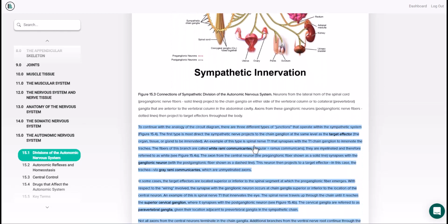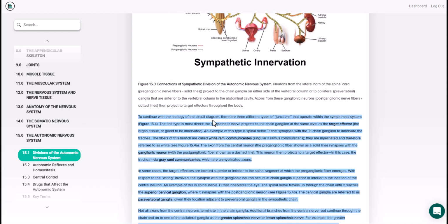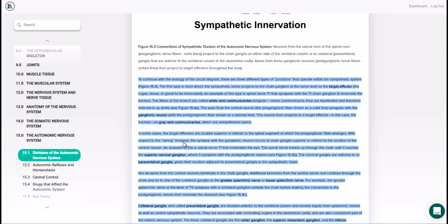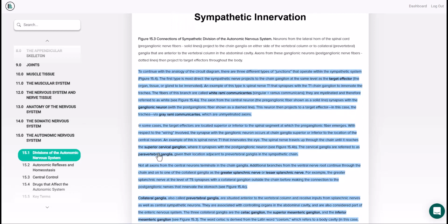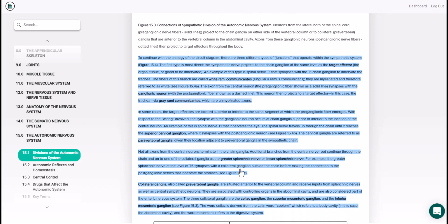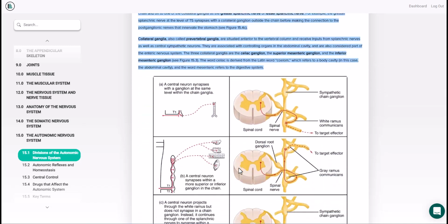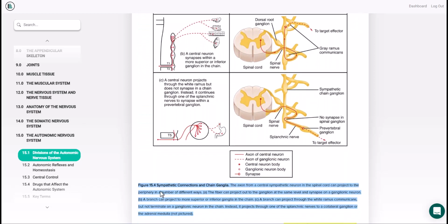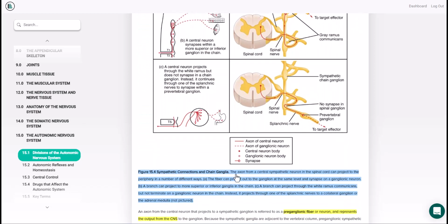The areas that are in blue, you can cross off. So in this blue area, the text is describing those different ganglia, right? All those different ganglia, and I told you we're not going to worry about those this semester. Likewise, don't worry about this figure 15.4.